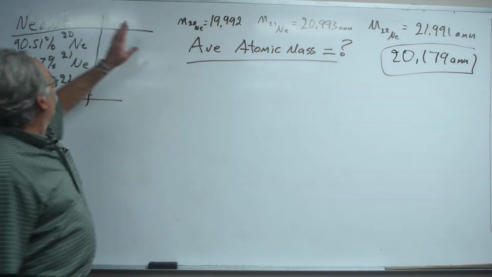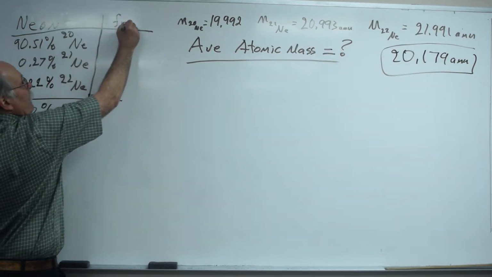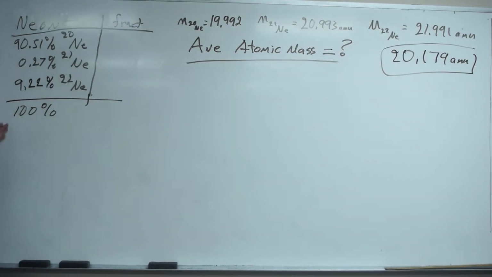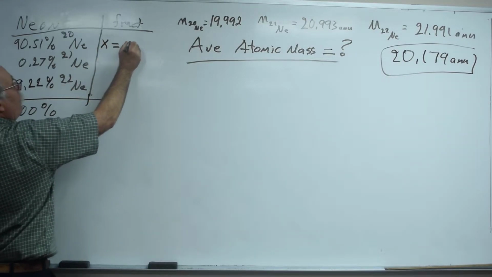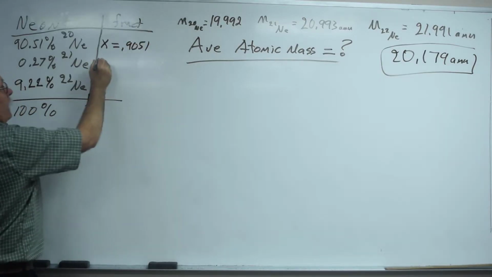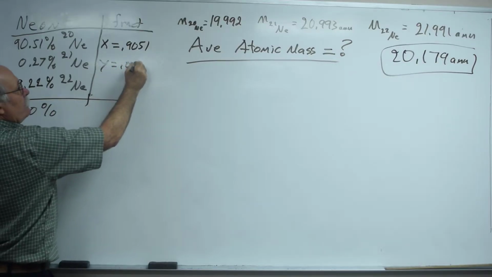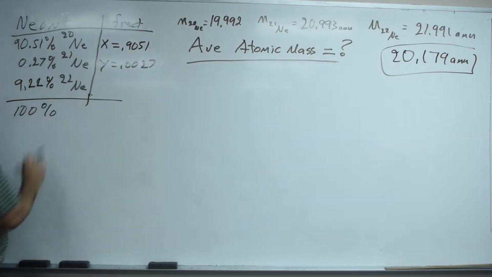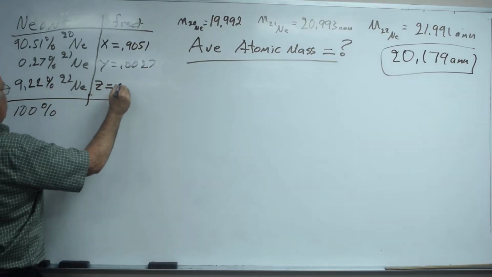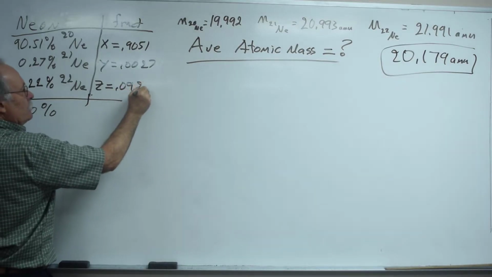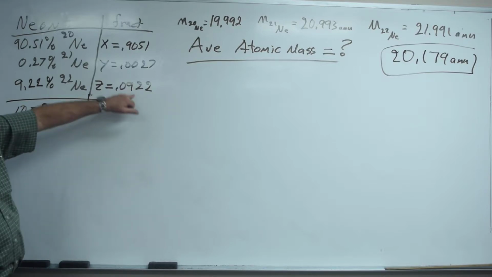Now, what we want to do is we want to multiply each of these masses by its fraction. So I'm going to go over here and put down the fraction of each of these, which is simply the percentage divided by 100. And I'll call the fraction of neon 20 x, which is equal to 0.9051. And I'll call the fraction of neon 21 y, which is equal to 0.0027. And I'll call the fraction of neon 22 z, which is equal to 0.0922. Now note, this number has 4 sig figs, this number has 2 sig figs, this number has 3 sig figs.